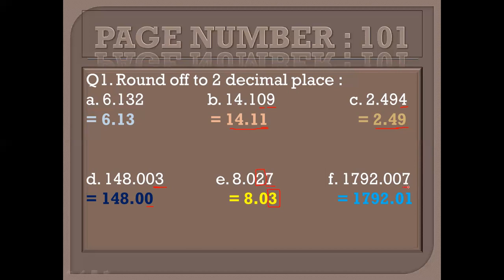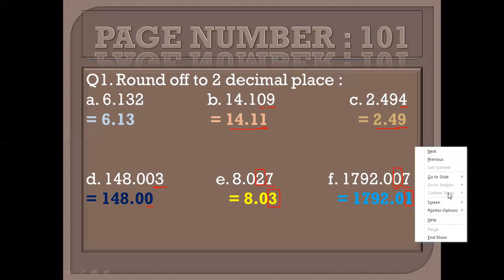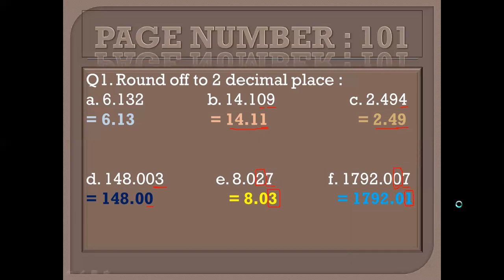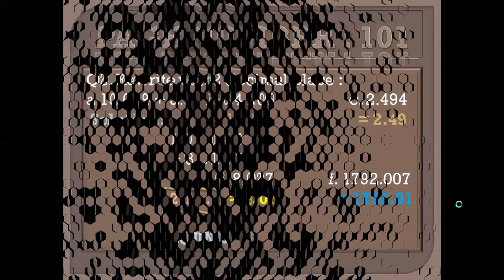The same condition in part F. Again 7 is on the thousands place. So we increase the number by 1. 1792.01. The last 0 changes into 1 because 7 is greater than 5. Question 1 is completed here.